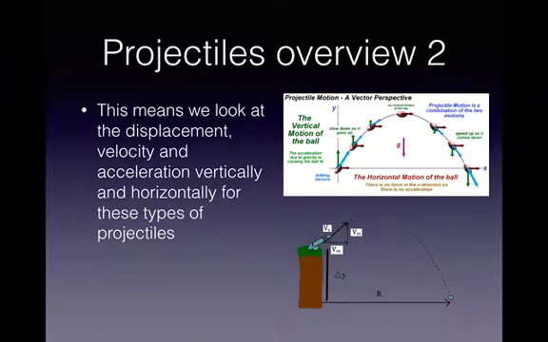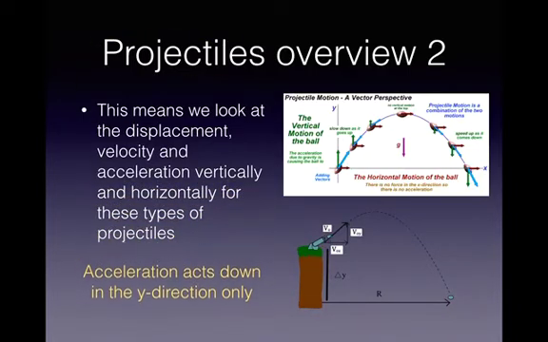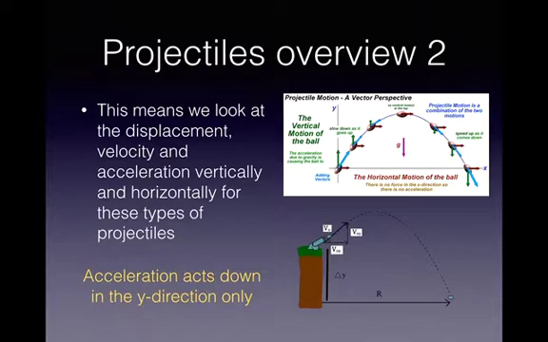Alright, so when we separate these things up into horizontal and vertical motions, it means we need to look at the displacement, velocity and acceleration vertically altogether, horizontally altogether, but we keep the vertical and the horizontal apart. And what you need to remember again is that gravity acts in the y direction, as in downwards only.